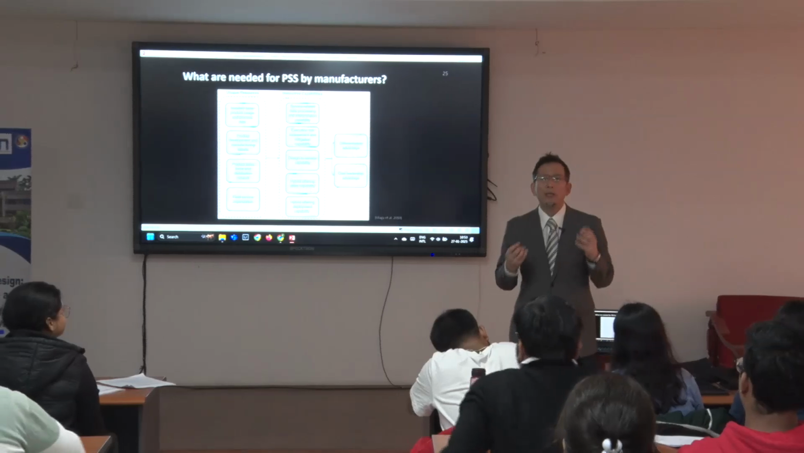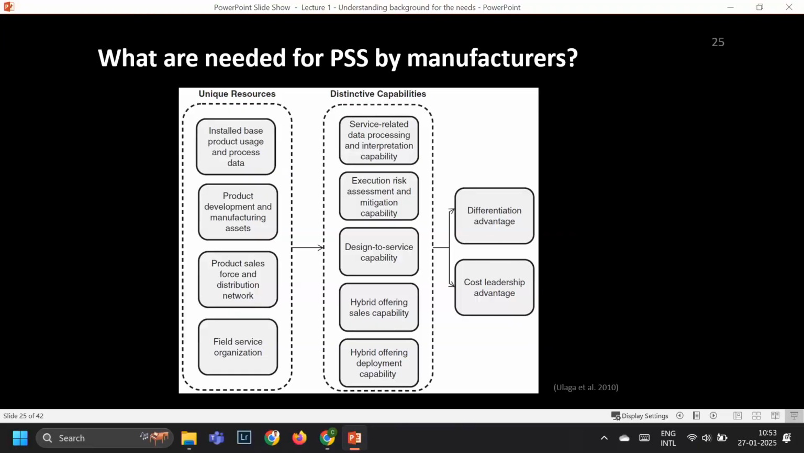PSS is at least a multidisciplinary domain, which involves design, engineering design particularly, and also, for example, marketing and other disciplines as well, business administration, etc. And this chart is taken from Uraga, 2010.